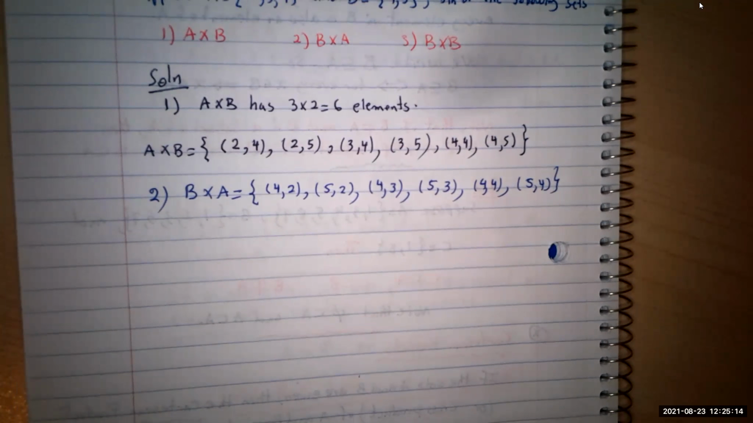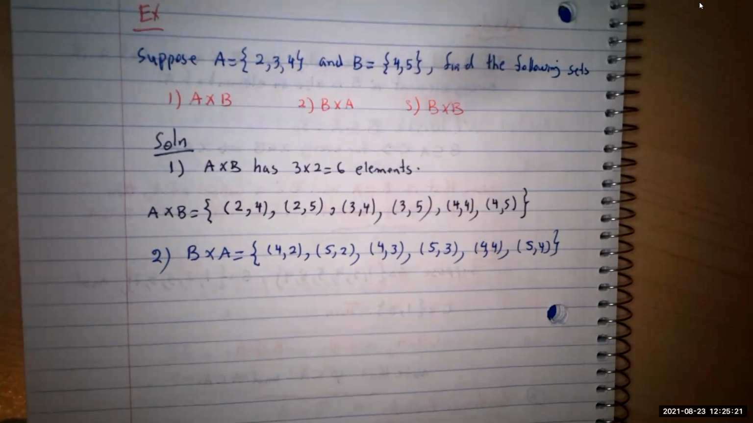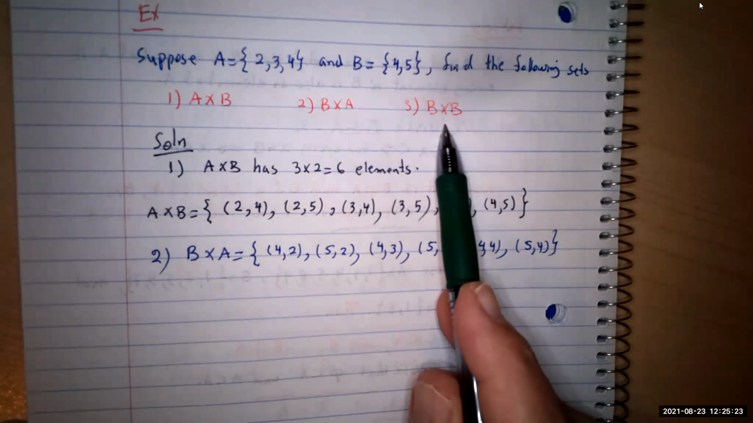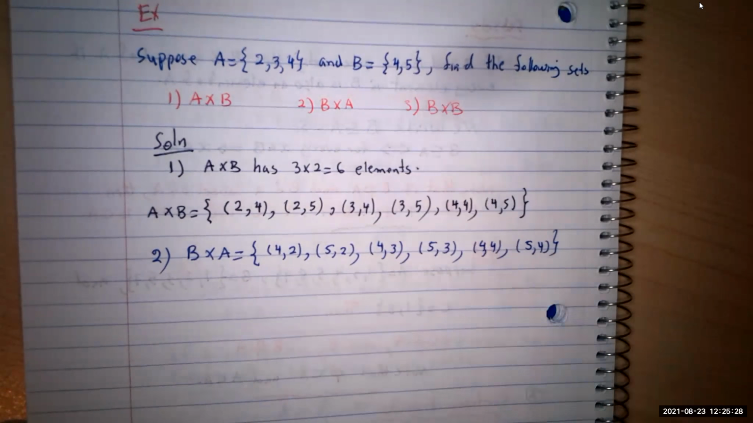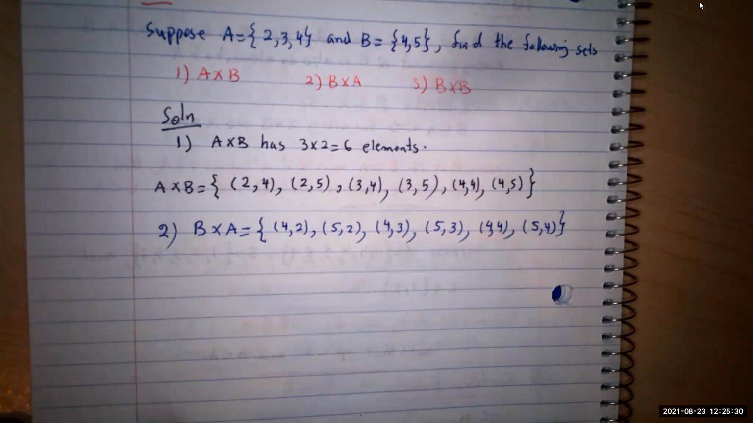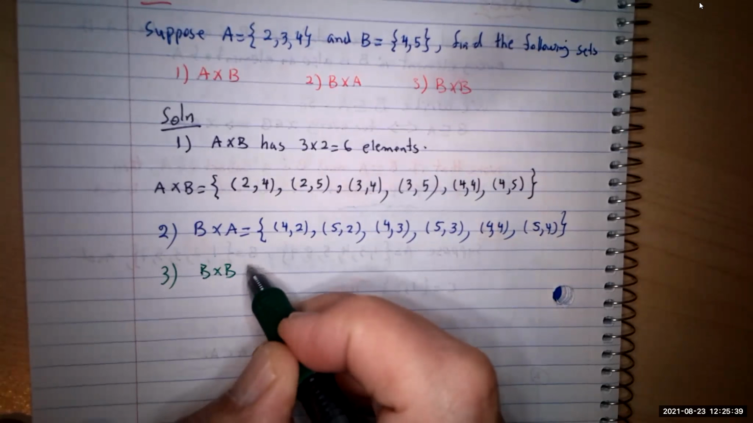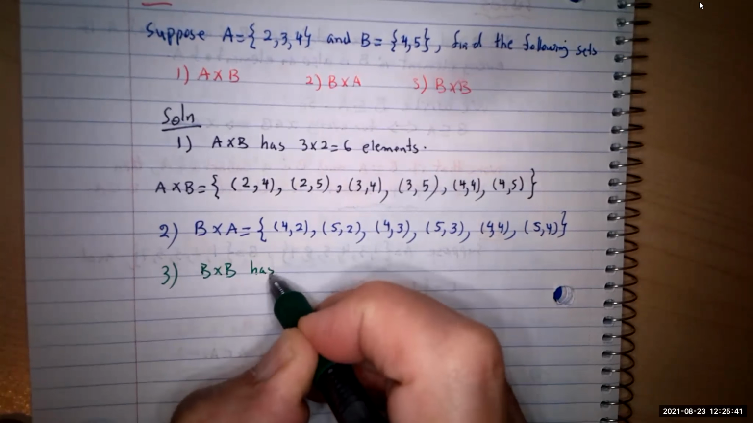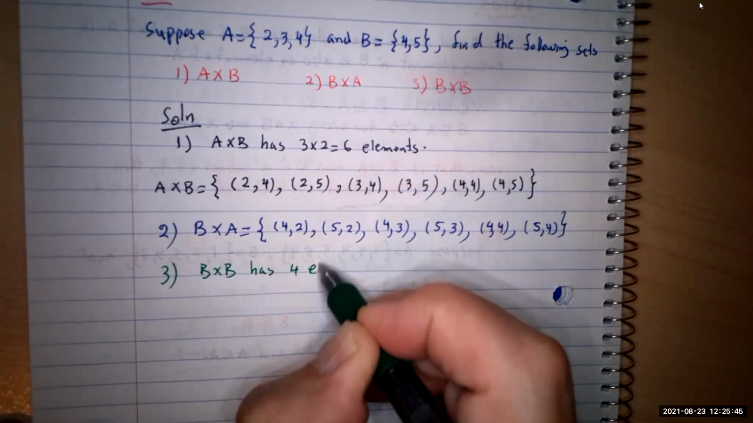For the last part, we just want to know that we can multiply a set by itself. It doesn't matter. You see B cross B. B has 2 elements. So it's 2 times 2, which is 4 elements. Just remind ourselves for part 3 that B cross B has 4 elements, 2 times 2.